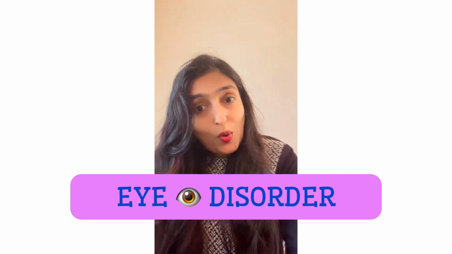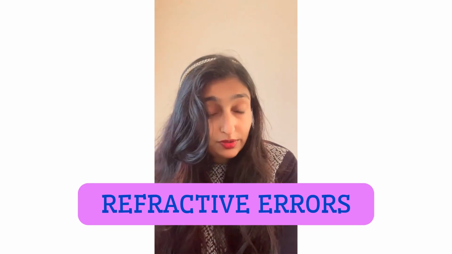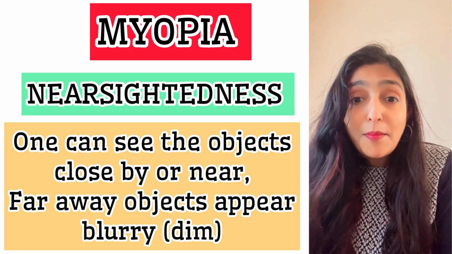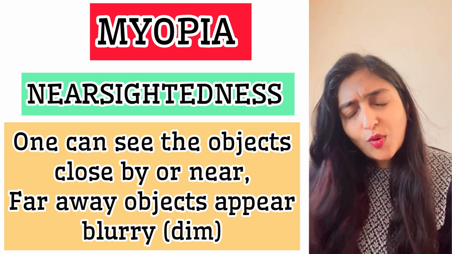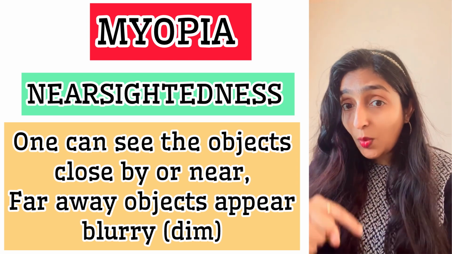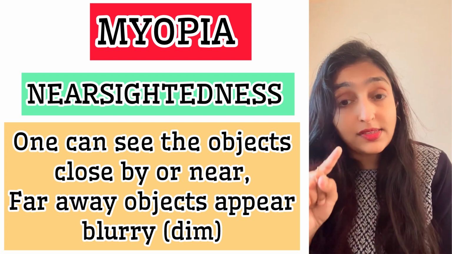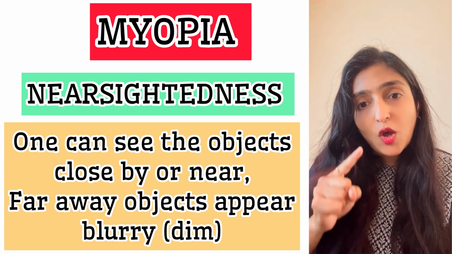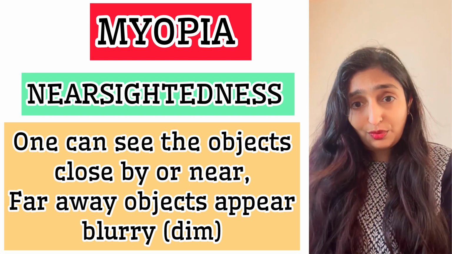So today, let's learn the names of eye disorders or refractive errors. I mean, the types of vision problems that are common among all. So the first is myopia. It's also called nearsightedness. Near sight, the word itself says you have the sight of the near, which means you can see the objects that are near to you.